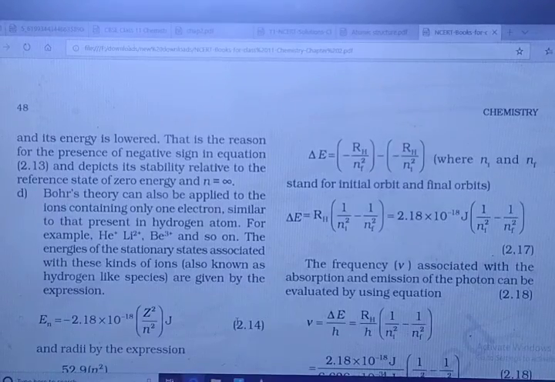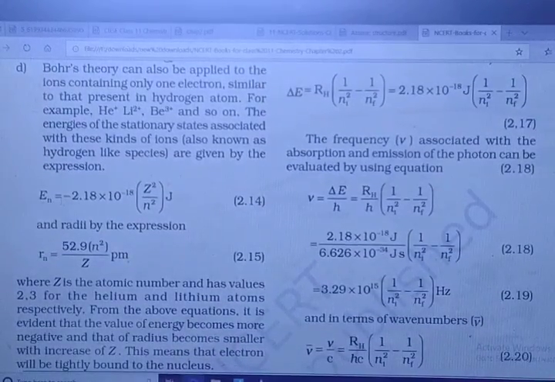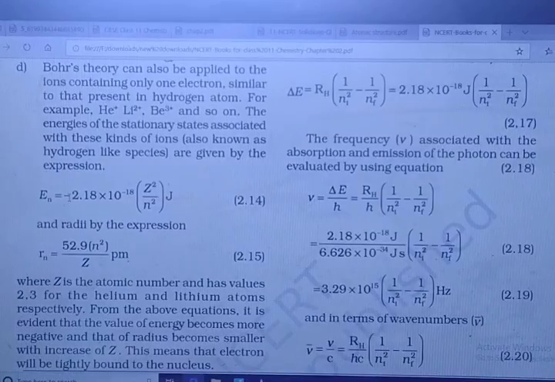The energies of the stationary states associated with these kinds of ions are known as hydrogen-like species. What is that known as? Hydrogen-like species. And the expression is En is equal to minus 2.18 into 10 to the power minus 18 Z square upon N square. If anyone asks you what is Z and what is N, here Z means atomic number. As you can see, helium atomic number is 2. Are you getting it or not? Helium atomic number is 2. And what will be the N? Energy levels.